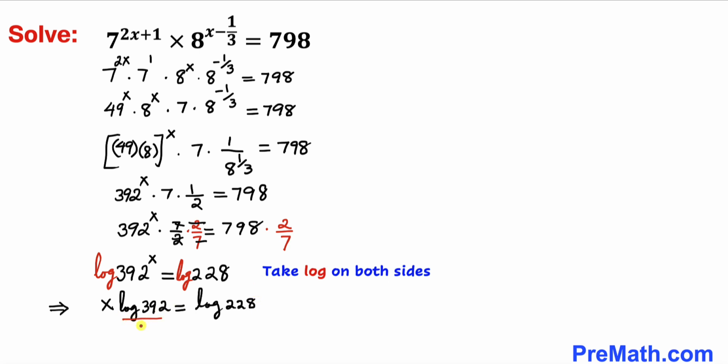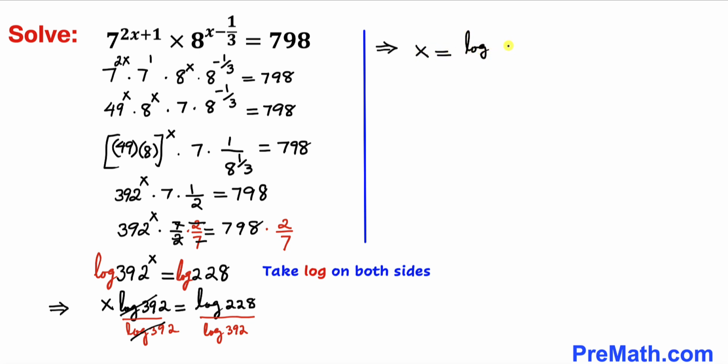And now we are going to solve for x. So I'm going to divide both sides by log of 392 on this side, and I'm going to divide by log of 392 on this side as well. Now we can see on the left hand side this cancels out with this one, so therefore we end up with x equal to log of 228 divided by log of 392.